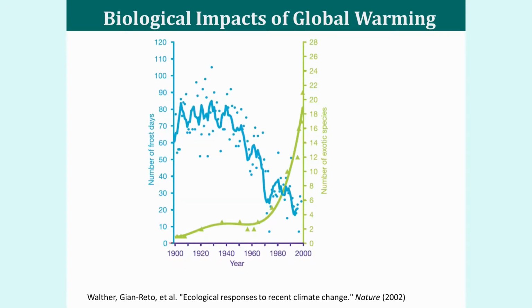In addition, this study also looked at the number of invasive, exotic species in an alpine region in Europe, and they showed that from the 1900s to 2000, the number of invasive species increased as the number of frost days decreased in this region. With increasing temperatures and decreasing frost days, we see a sharp increase in the number of invasive and exotic species seen in this region.